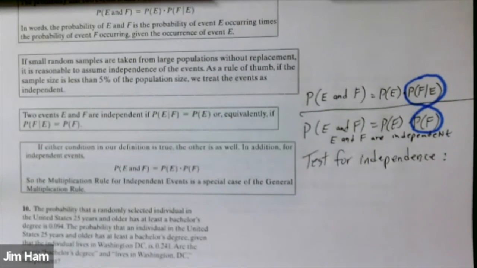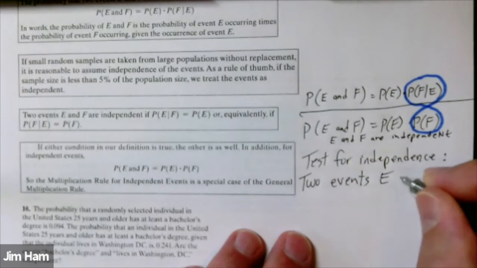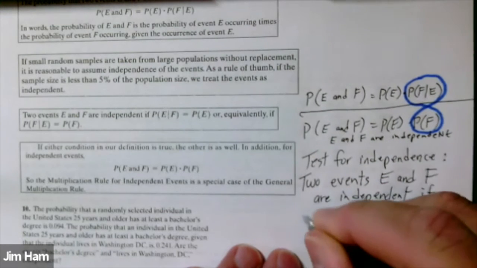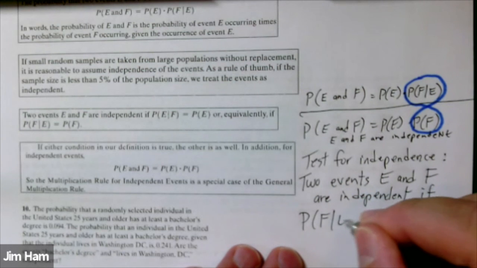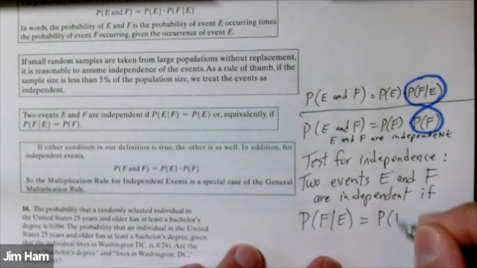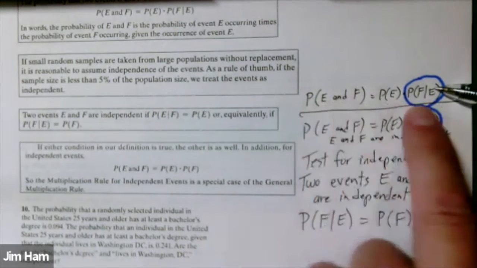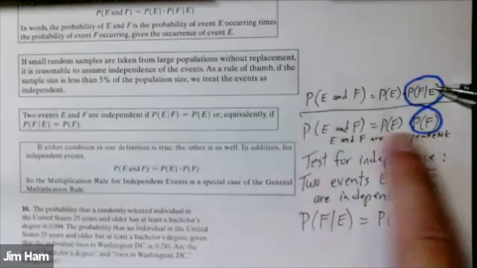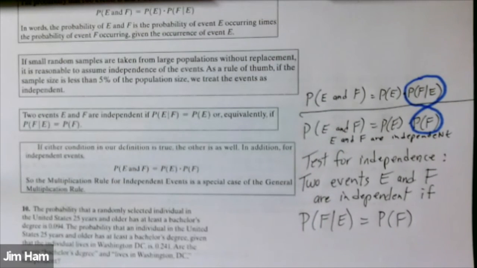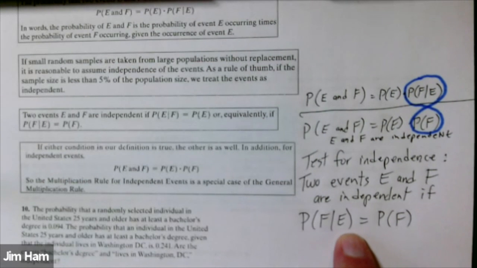And the formula is this. Two events, E and F, are independent if the probability of F given E is equal to the probability of F. That is, these two things are equal. If this one is equal to the probability of F, then you just have this formula here, and we know that this formula works if E and F are independent. So in some of the problems, they're going to ask you, are these two events independent? And here's what you check. If you have equality, the two events are independent. If you don't have equality, then the two events are not independent, they're dependent.